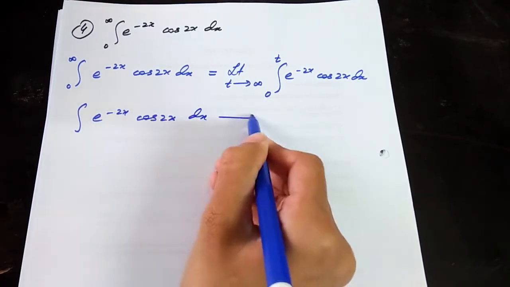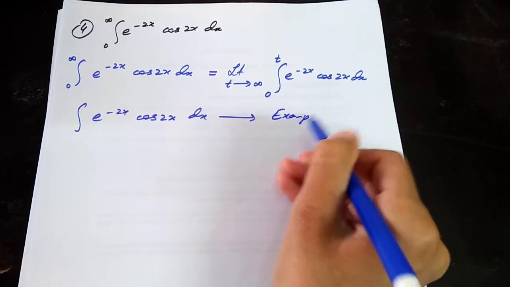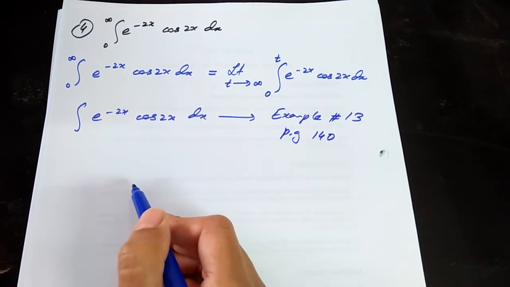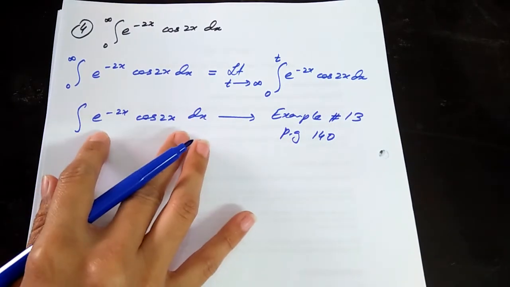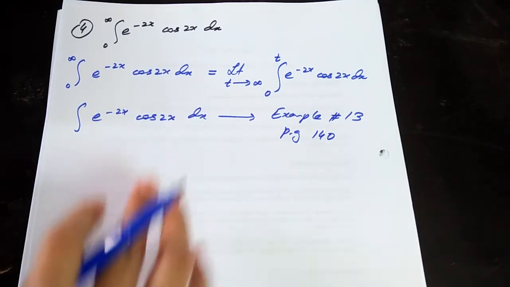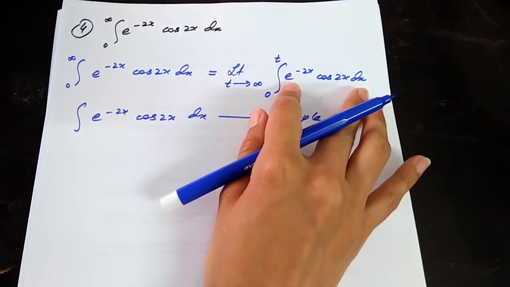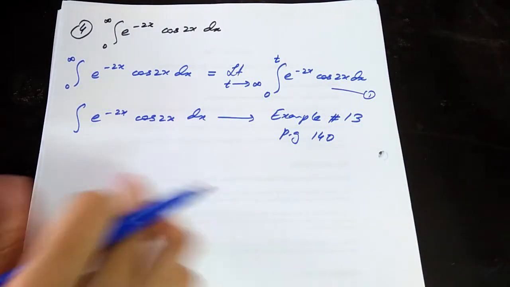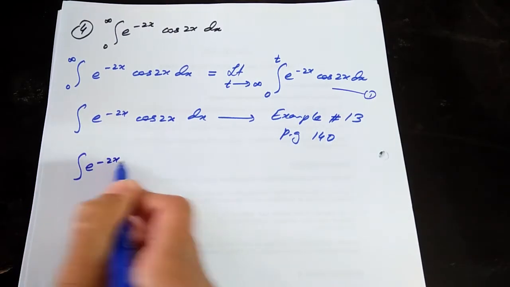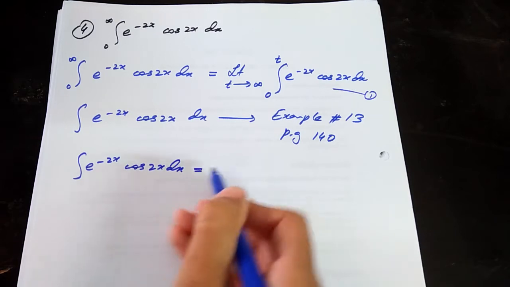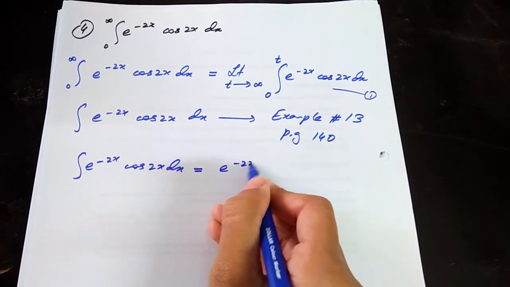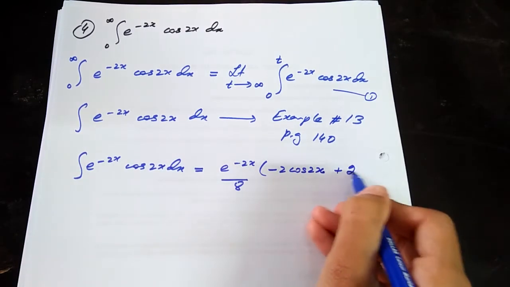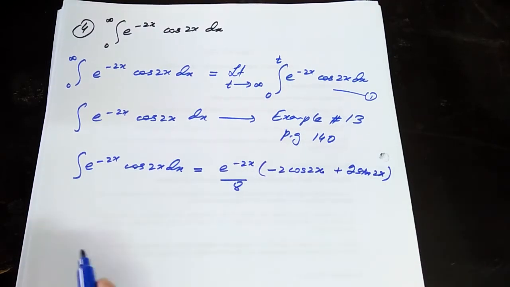For solving this integral, you have to consult example number 13, given on page number 140. Just consult that example. You can solve it using that example and get the answer, and put it here. So this is equation number 1. You will solve it separately and you will get the integral of e raised to power minus 2x cos of 2x dx equals e raised to power minus 2x over 8 times minus 2 cos 2x plus 2 sine 2x.